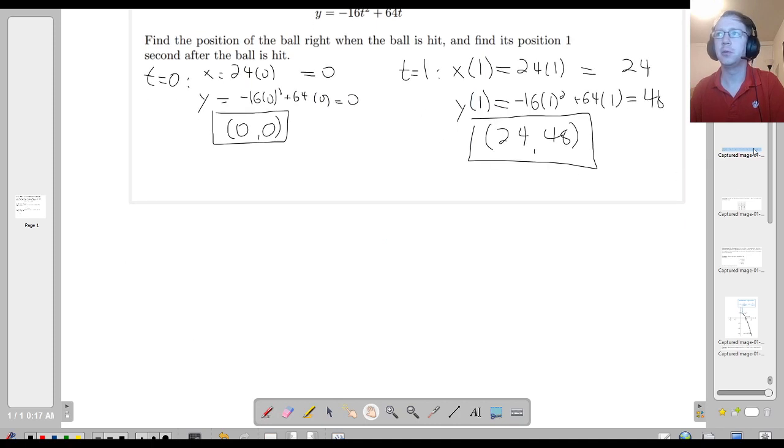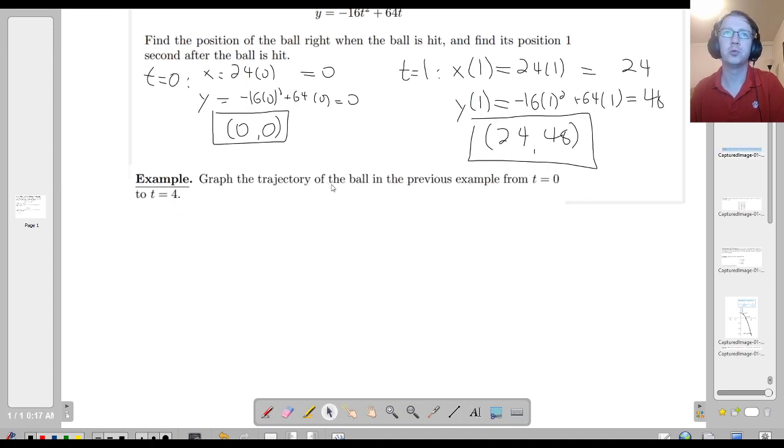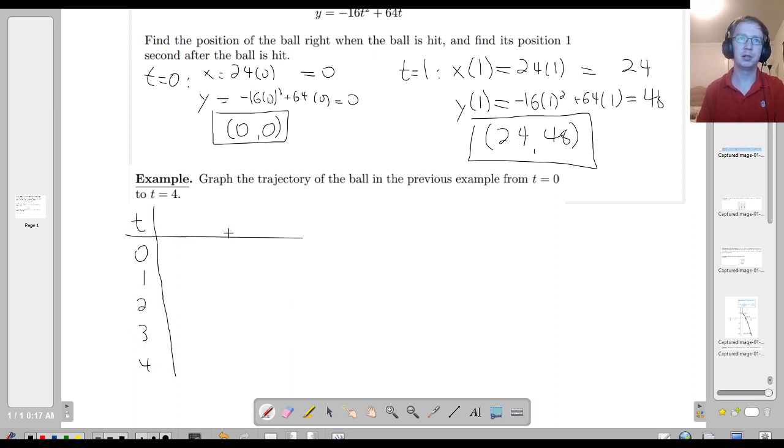As a follow-up, what if we actually wanted to graph the trajectory of the ball? So not just get some isolated points, but actually see what path that ball is tracing. To do that, typically I'm just going to make a quick little table of values. I'm supposed to go from t equals 0 to t equals 4, so why don't I choose some values from 0 to 4 and plug them in, and I'll see what happens to the x and y coordinates.